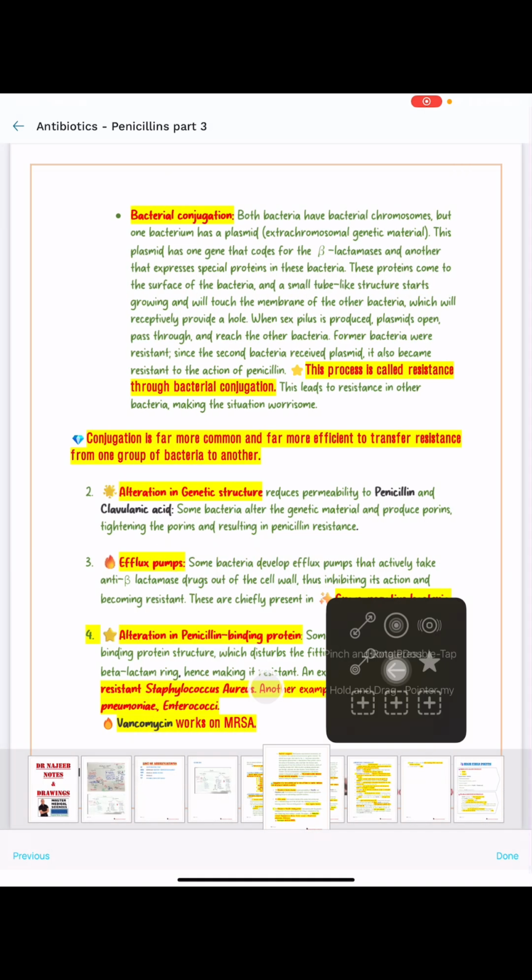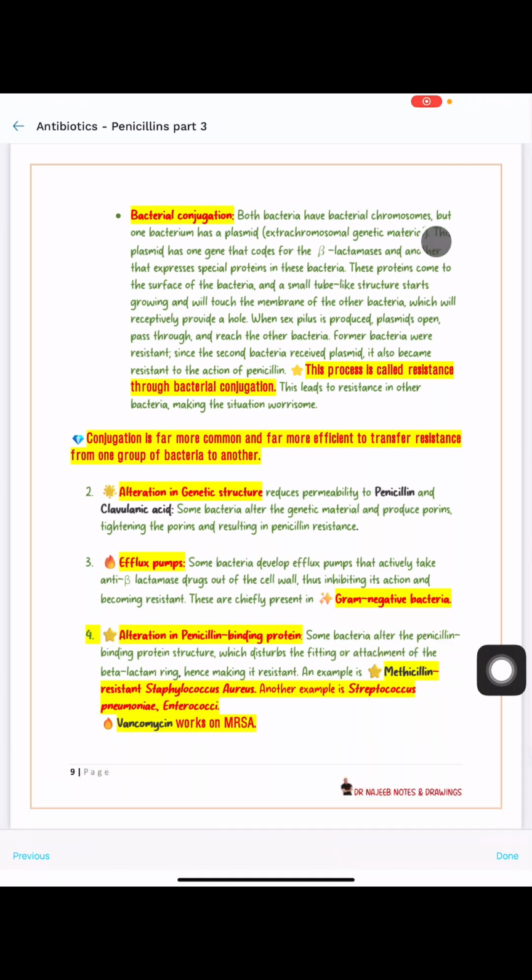Now the bacterial conjugation. Both bacteria have bacterial chromosomes, but one bacteria has a plasmid. This plasmid has one gene that codes for beta-lactamase and another that expresses special proteins in these bacteria. These proteins come to the surface of the bacteria and a small tube-like structure starts growing and will attach to the membrane of the other bacteria, which will receptively provide a hole. When the sex pilus is produced, plasmids open and pass through and reach the other bacteria.